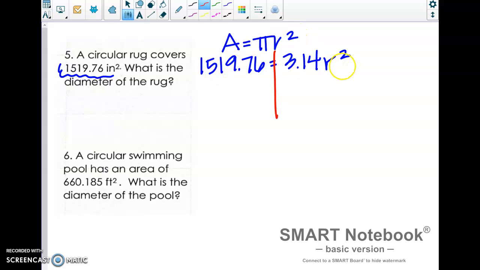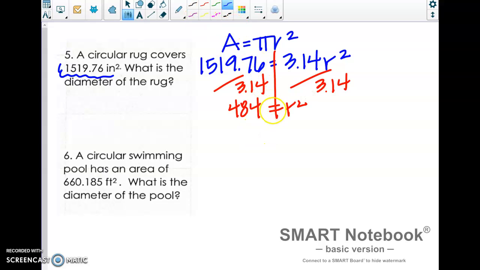Formula first, plug in what you know. To start to solve, we're going to divide by pi. Got 484 equals the radius squared. And when you take the square root of 484, I got 22.